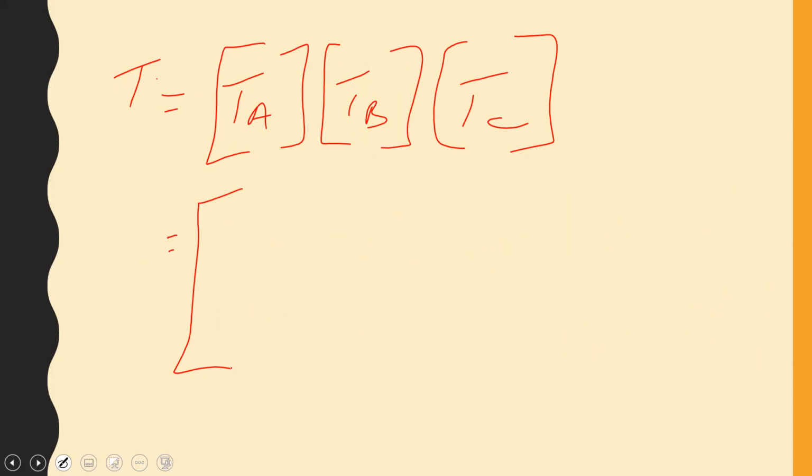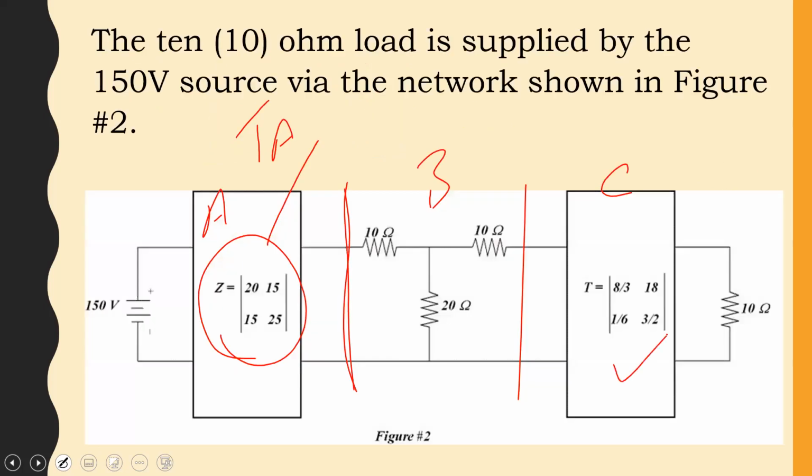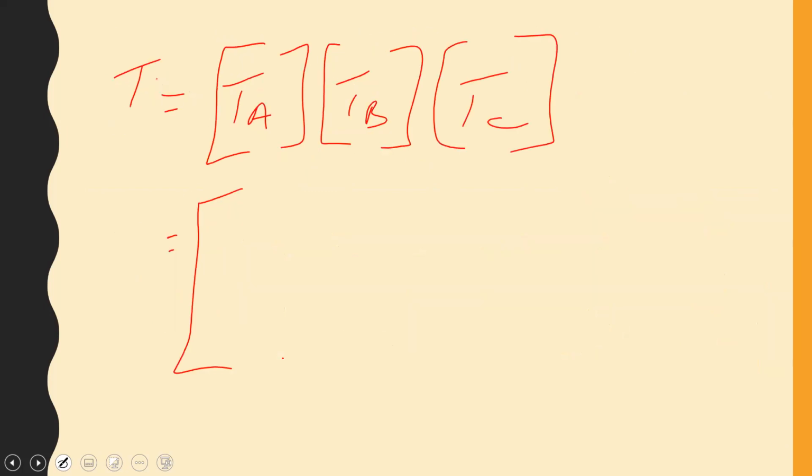All right, so multiply these 3. So you have TC already given. That's 8 over 3, 18, 1 over 6, and 3 over 2. Yes, so you have TC. We have just found TB, and we also calculated TA. So multiply all three from it, please. 215 over 12.